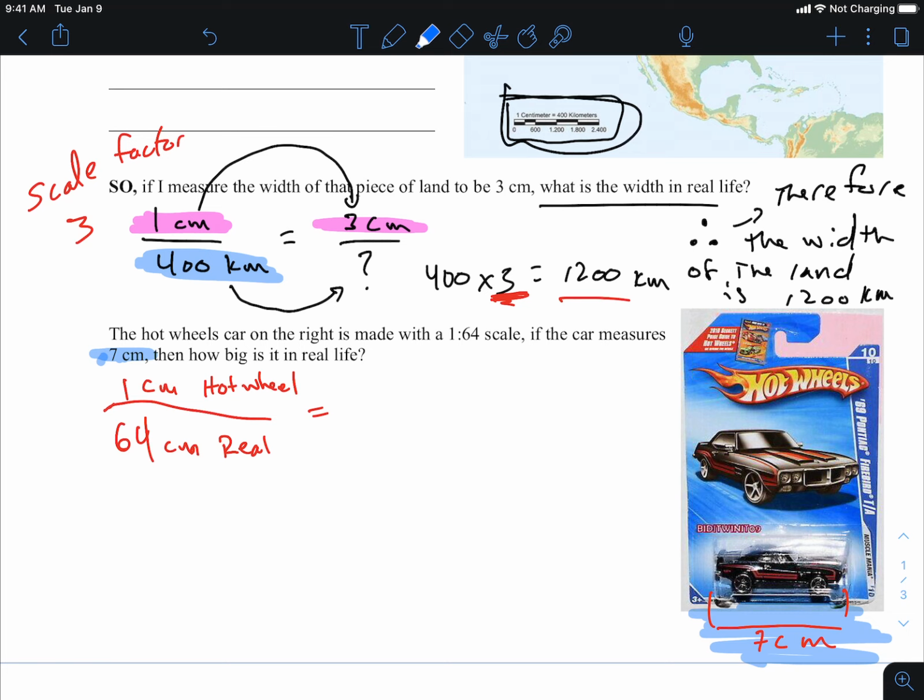So let's just write it as a ratio and create it into a question that we've seen 10 times today. The Hot Wheels car measures 7 centimeters. Our question is, what is that scale in real life? 1 centimeter equals 64 in the real one, then 7 times 64 equals 448, and 448 centimeters in feet is 14. Feet? You did feet?